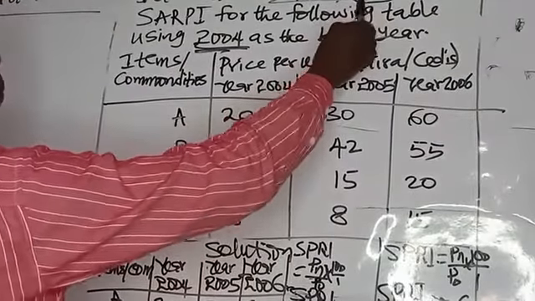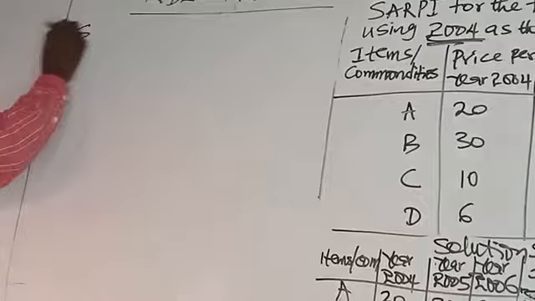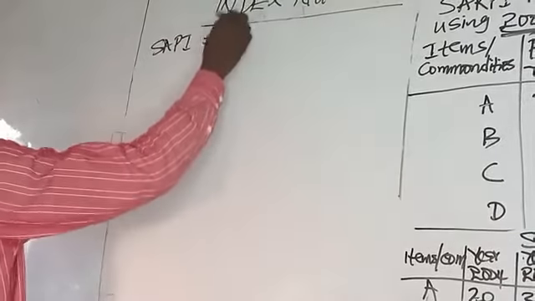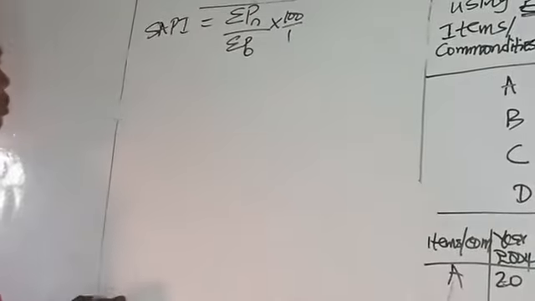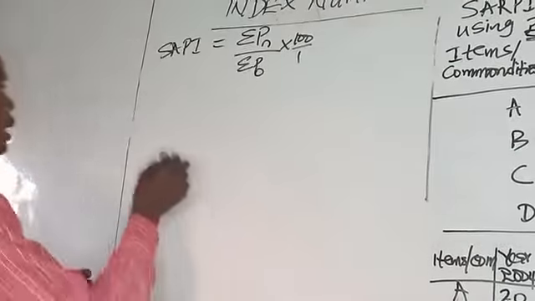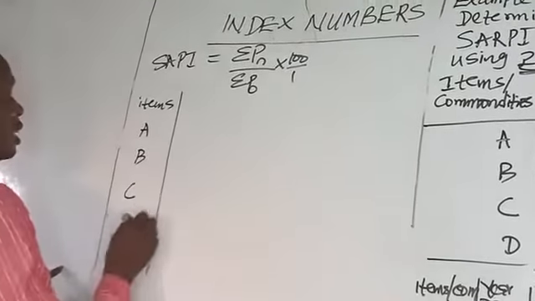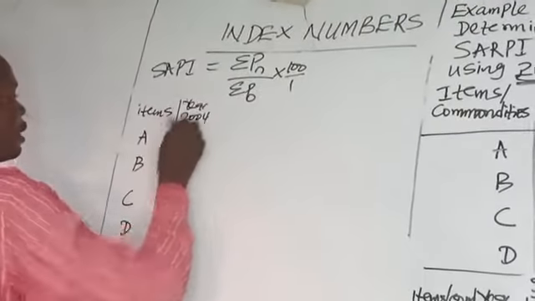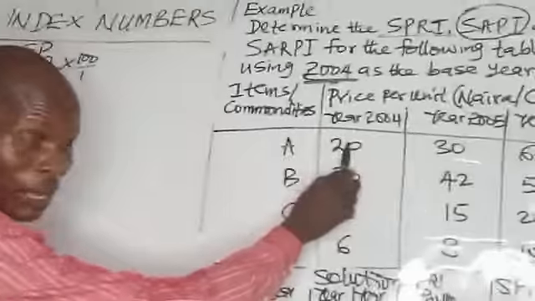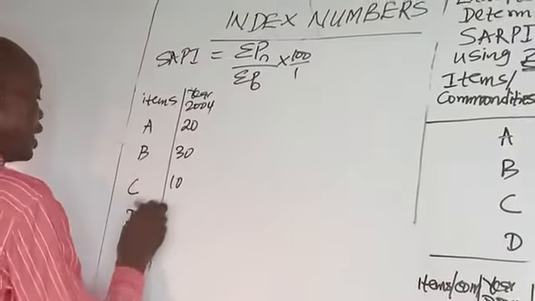Then the next one is SAPI. SAPI means Simple Aggregative Price Index. Remember, I've told you that for the Simple Aggregative Price Index, SAPI, the formula is the sum of PN over the sum of PO times 100 over 1. So that means you've already been given the items A, B, C, and D. The price for year 2004 from our question is 20, 30, 10, and 6.